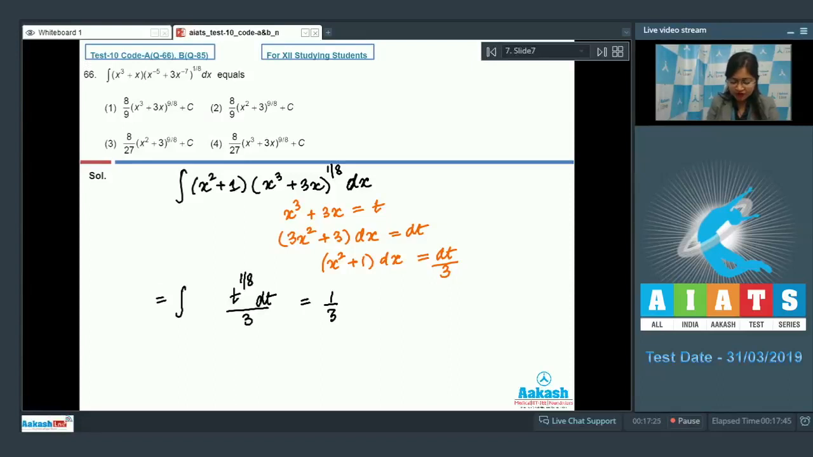So this is equal to, taking 1 by 3 common, the integral of t raised to the power 1 by 8, which is t raised to the power 9 by 8 upon 9 by 8, and in the numerator we have 8. So this is equal to 8 upon 27 into, putting back the value of t, (x cube plus 3x) raised to the power 9 by 8 plus constant. So from the given options it can be seen that option number 4 is the correct answer.